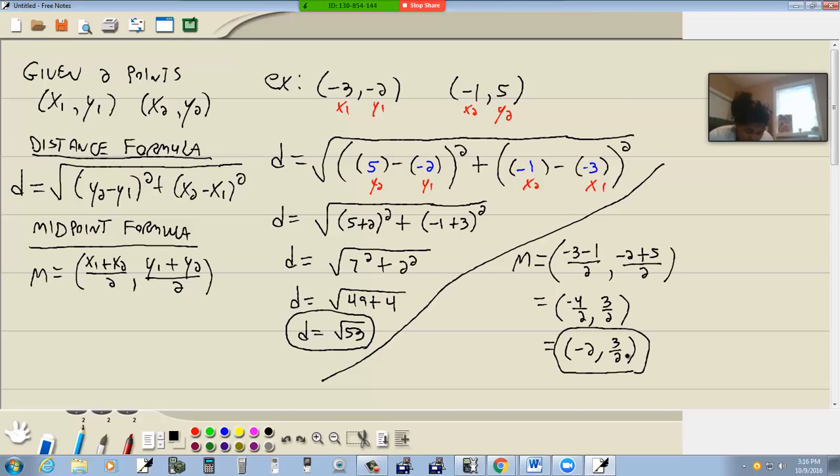Now distance is the distance between those 2 points, and the midpoint is the point exactly in the middle of those 2 points.